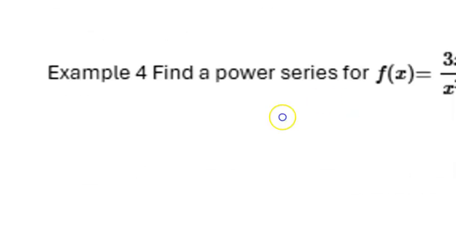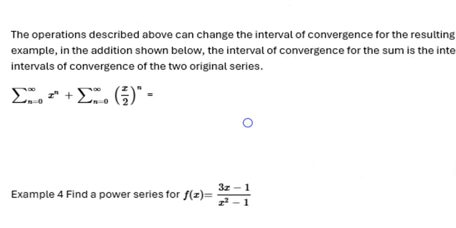So, for example, looking at these two power series here, we know that this first power series will converge when the absolute value of x is less than 1, which means that x needs to be on the interval from -1 to 1, and the second power series will converge when the absolute value of x over 2 is less than 1, which means that x needs to be on the interval from -2 to 2. So we have two power series and two different intervals of convergence. Let's see what happens when we add them.